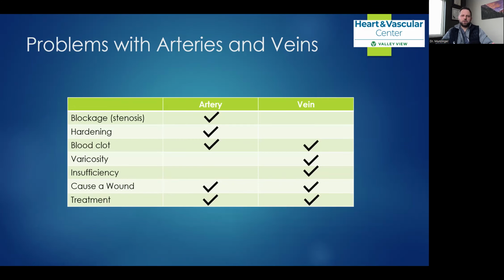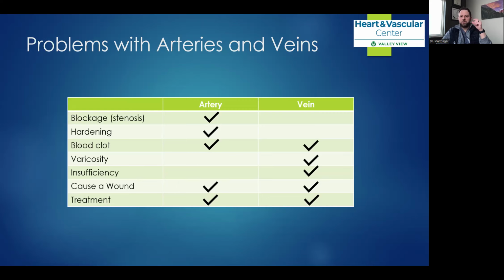So I wanted to also go through some of the pathology that can occur in arteries and veins. We talked about a cholesterol-rich blockage that can develop in an artery called a stenosis. Arteries can harden, we call this sclerosis. And then blood clots can occur in both arteries and veins. This is usually a medical emergency in both cases and requires prompt medical attention.